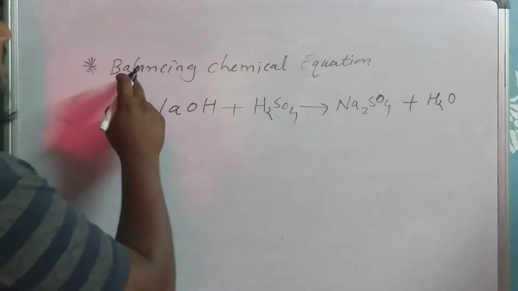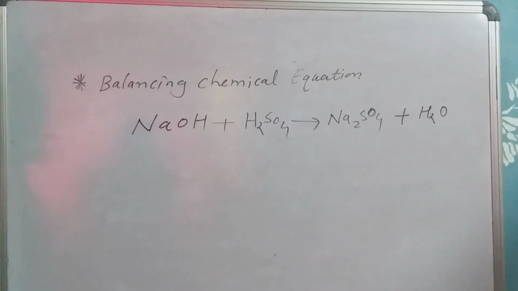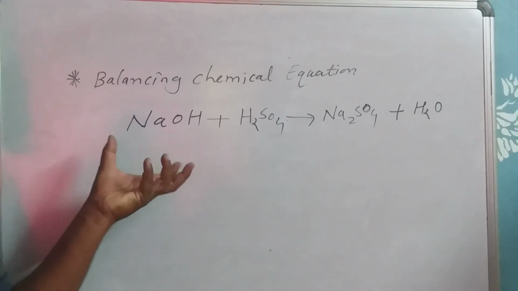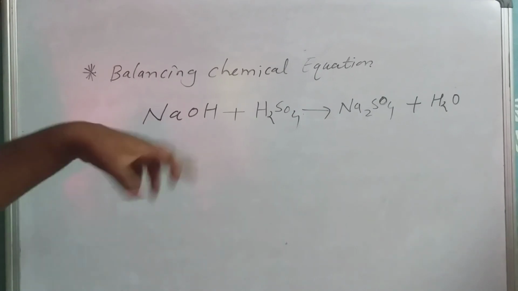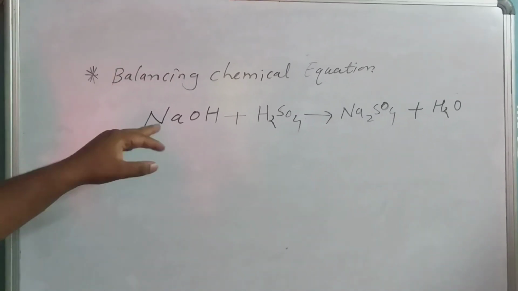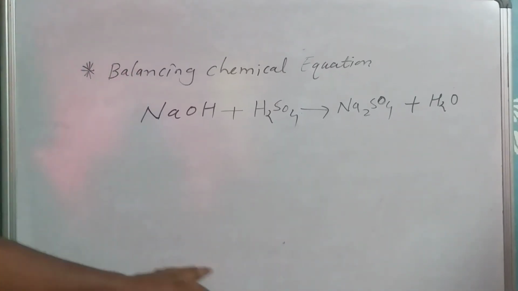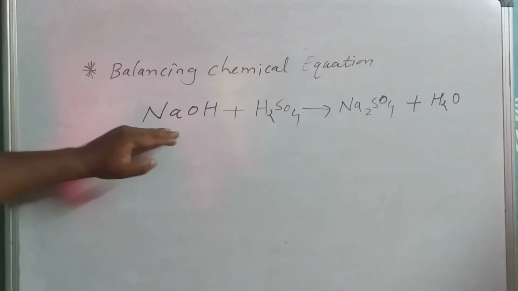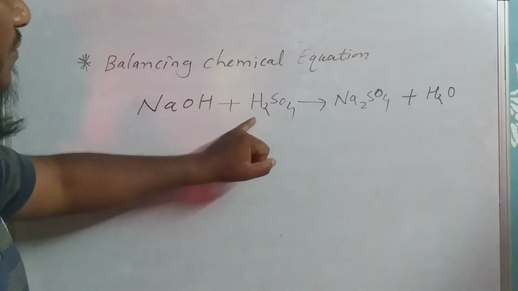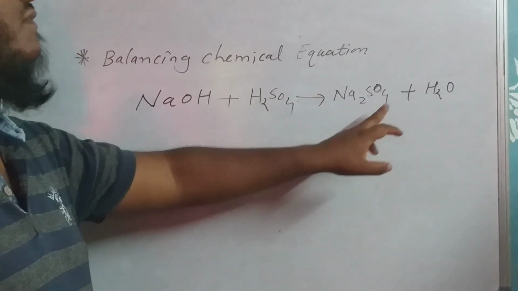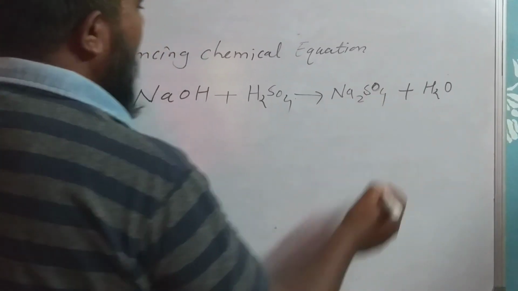We are going to discuss the next point, that is balancing a chemical equation. Now dear students, we know what a chemical equation is. The information which can be written in words, we can write in the form of chemical symbols or chemical formulas. Now this NaOH represents sodium hydroxide plus sulfuric acid. It gives sodium sulfate plus water. Now this reaction has to be balanced.